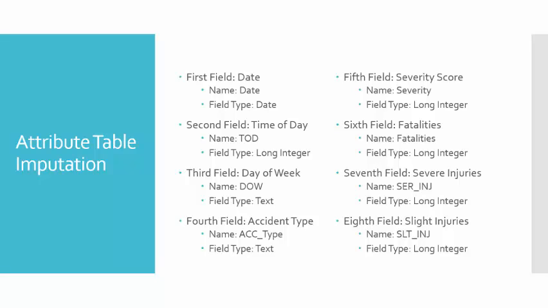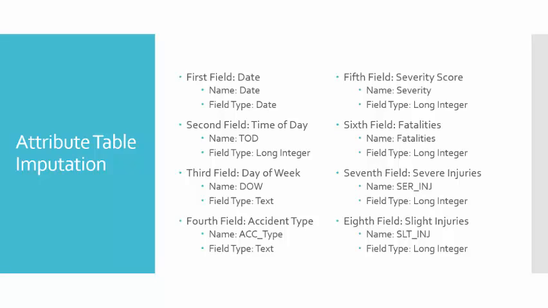The third field will be day of week. Once again, go through the same steps. Name it DOW. The field type will be text because you will be writing out the specific day of week with letters and not numbers. The fourth field will be accident type. Name it ACC_type. Also for this field, the type will be text. The fifth field will be severity score. Name it severity due to the entire name not being able to fit. The field type will be long integer because of the capability to input large numbers. In the precision box, input the number 6.